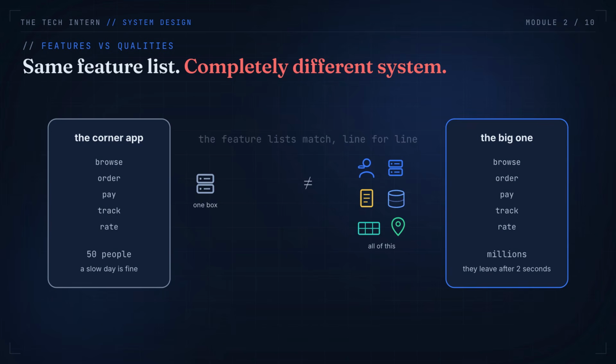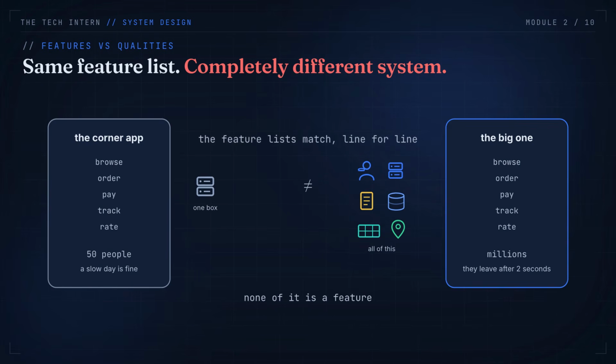And that tells you what the rest of this video actually is. Every component we add from here, the waiter, the menu, the copies, the shelf, none of them are features. Not one user has ever asked for a cache. Users ask for a fast app. The cache is how you give them one.